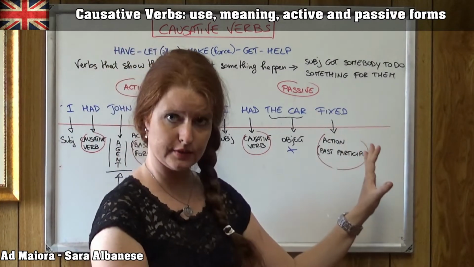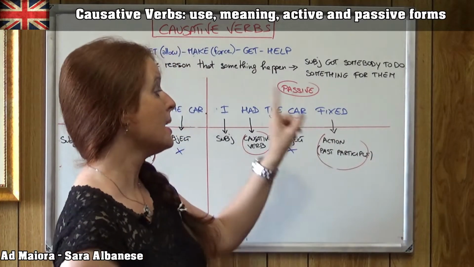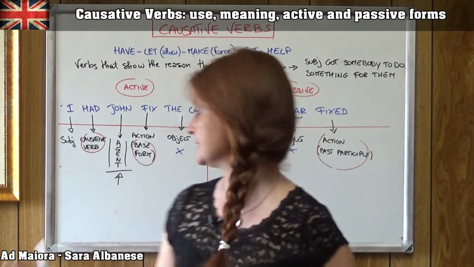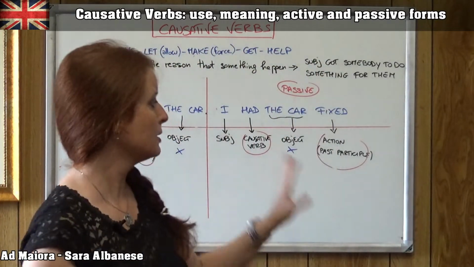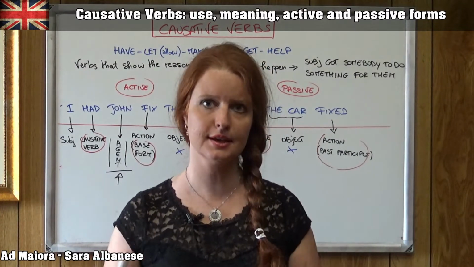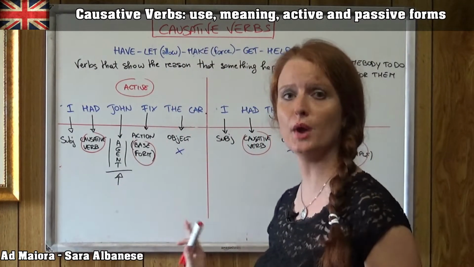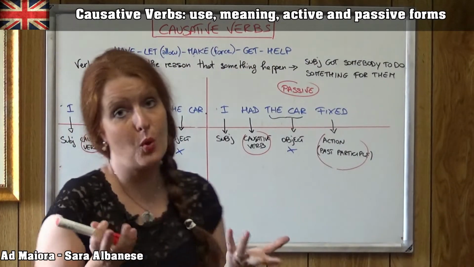And at the end of the sentence we have the verb, the action. But pay attention, it's not a base form anymore. It's not an infinitive anymore, but it is a past participle. In this case, you may notice I have no agent. The structure is actually quite different.